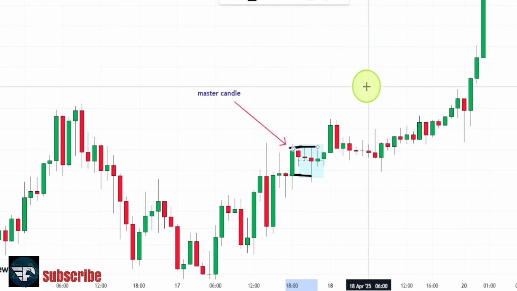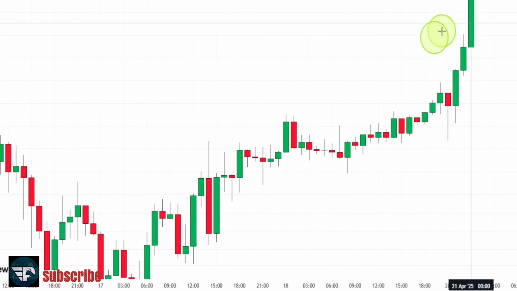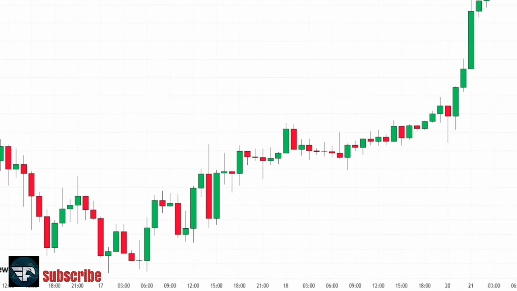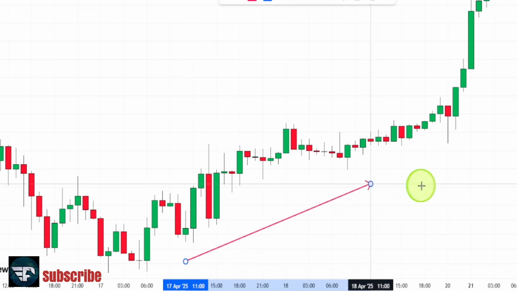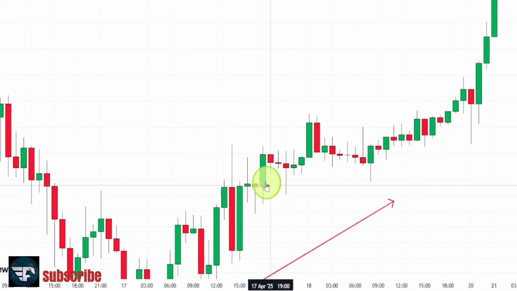Okay, so now that we know how to identify the master candle, let's talk about how to approach and trade it on the chart. Now this is how to approach and trade the master candle. We know the direction of the market already to be bullish. First of all, that is what you need to identify, the direction of the market to be bullish. Okay, so you identify the master candle in the chart, you identify it to be this one.